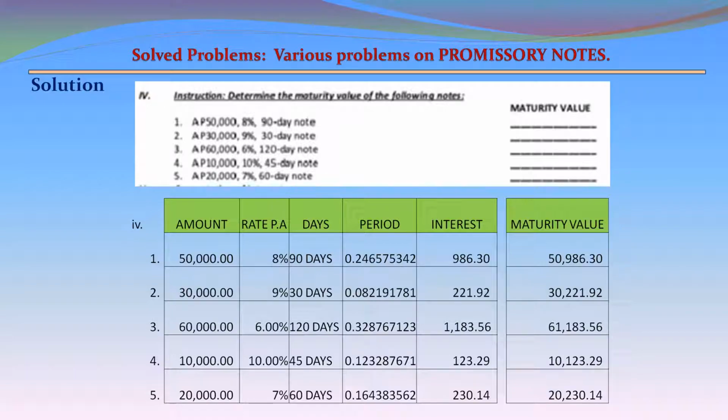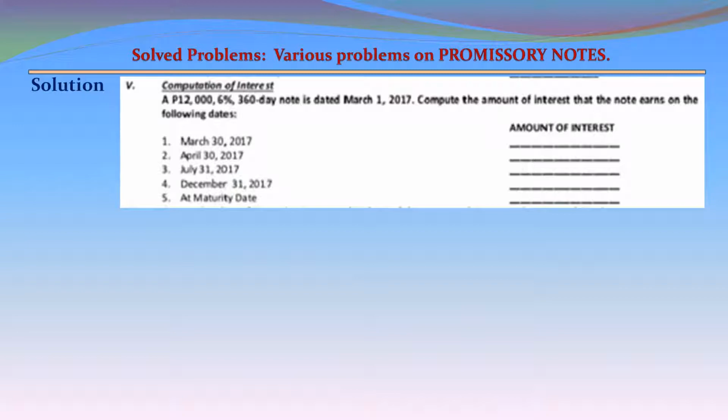5. P20,000, rate 7%, 60 days, period 0.164 in years, interest 230.14, maturity value comes to 20,230.14 including the principal amount of 20,000. Computation of interest. A P12,000 6% 360-day note is dated March 1, 2017. Compute the amount of interest that the note earns on the following dates.